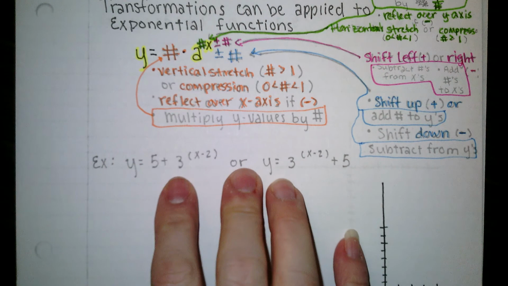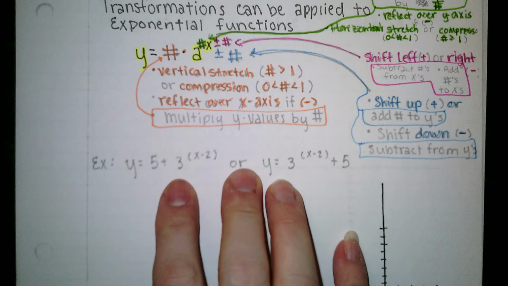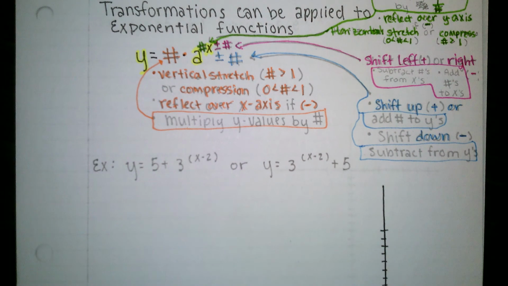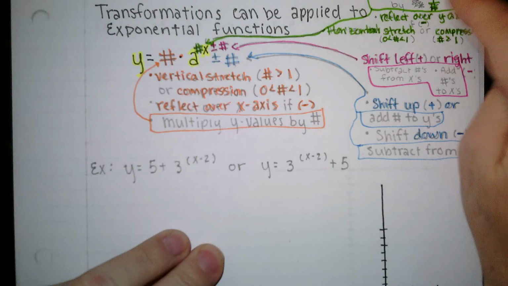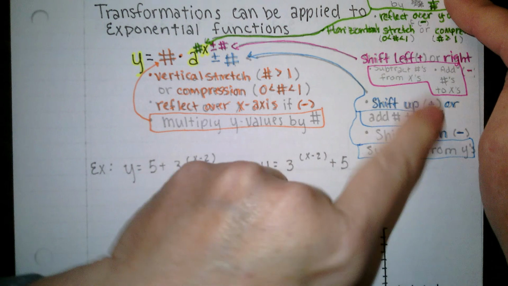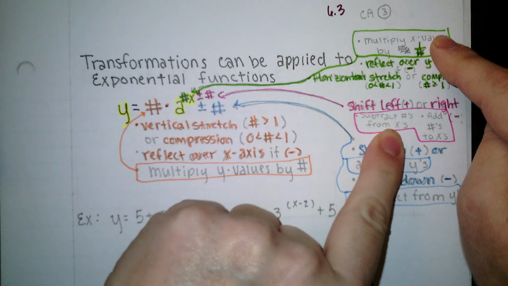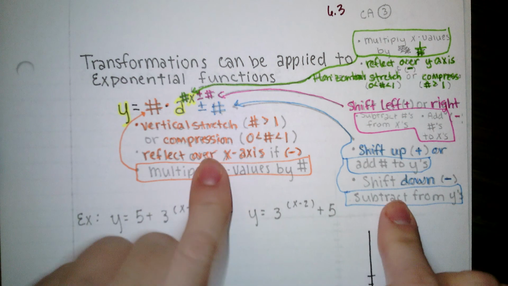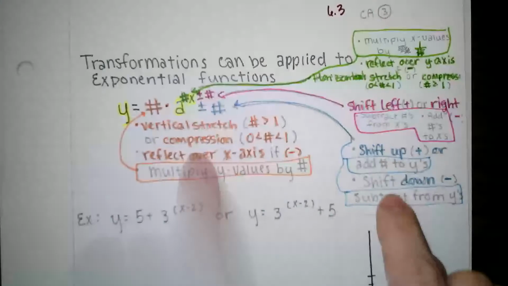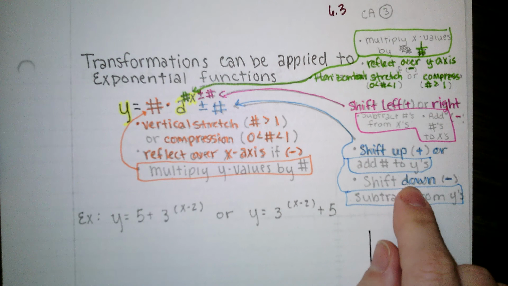Alrighty, we're going to still follow the order of operations when we apply these transformations. So, for example, if I am multiplying my x values and adding and subtracting my x values, I'll do the multiplying first, then the adding and subtracting. Same thing here. I would apply stretches and compressions first, and then shifts second.